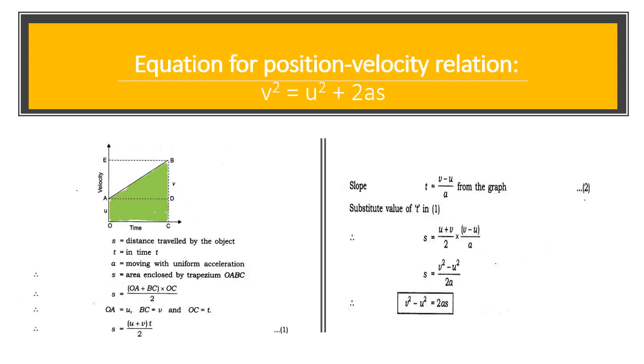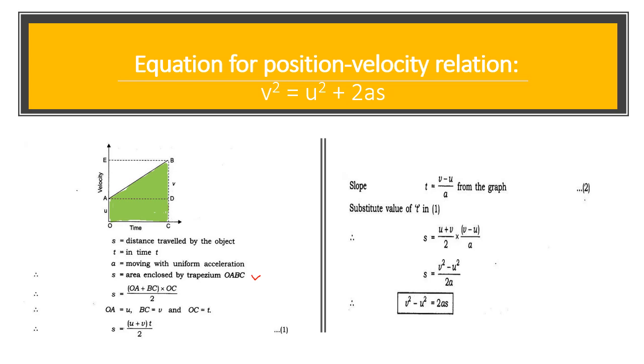Students, this is your third equation, position velocity relationship, v squared equal to u squared plus 2as. The distance traveled, that is s, by the object in time t moving under uniform acceleration a is given by the area enclosed within the trapezium OABC. So s is equal to area of trapezium. I have shaded here OABC, area of trapezium. So what is the area of trapezium? S is equal to half into sum of two parallel sides into the line perpendicular.